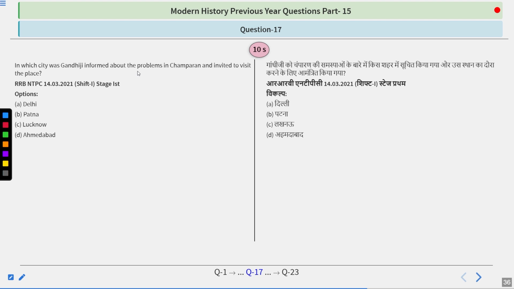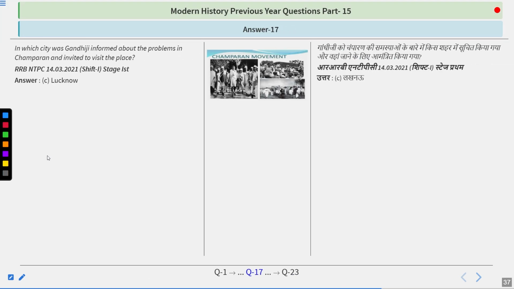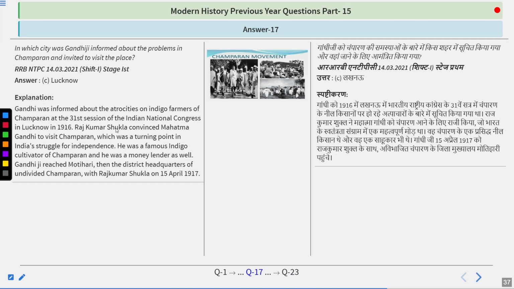In which city was Gandhiji informed about the problems in Champaran and invited to visit the place? Options are Delhi, Patna, Lucknow, Ahmedabad. Think about it. So I guess the answer you have in your mind is quite simple and just in front of you, because the answer is Lucknow. So Gandhiji was informed about the atrocities on indigo farmers in Champaran at the 31st session of the Indian National Congress in Lucknow in 1916.